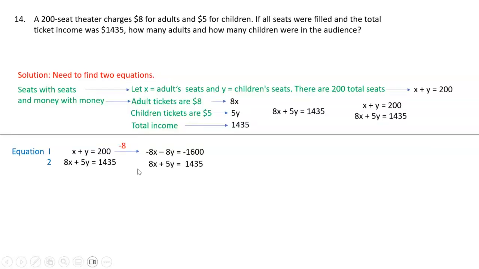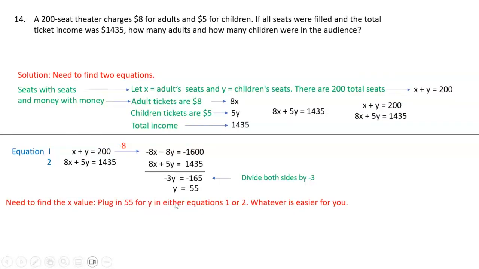We'll just bring down equation number 2. We add them, and it's going to give us -3y = -165. We divide both sides by -3, and the result is y = 55. We found our y, right? Now we go back and plug in the y, 55, for either equation 1 or 2. Whatever is easier for you. In my opinion, equation 1 is easier.